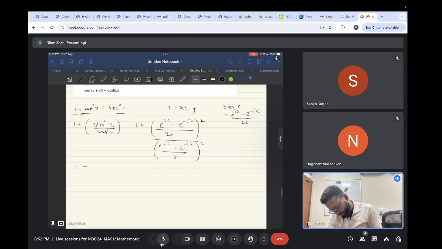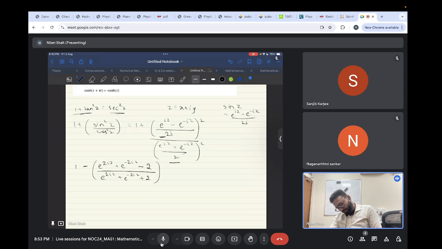this is 1 plus e raised to power 2iz plus e raised to power minus 2iz minus 2, divided by e raised to power 2iz plus e raised to power minus 2iz plus 2, and there is minus 4 here in the denominator, and there is 4 here, so there is only one minus sign remaining. What I'll get here is just one minus sign.